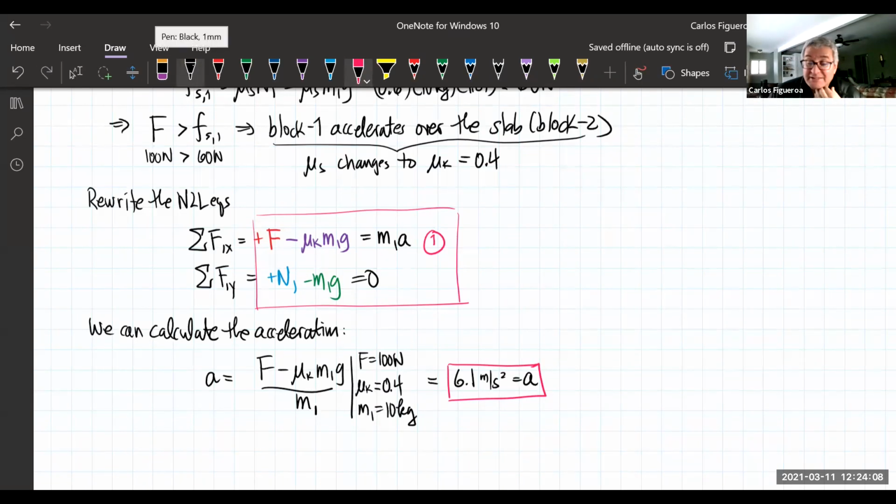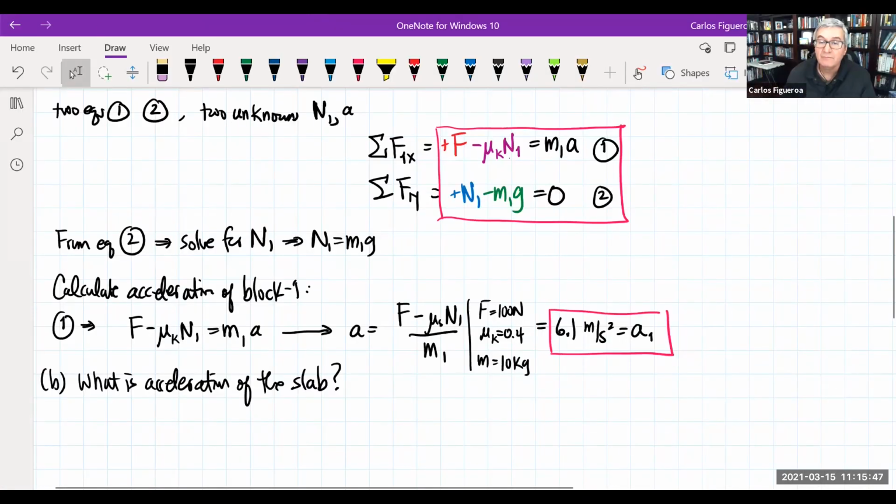So now that I know the acceleration of this block, the bottom line here is that I need the acceleration of the slab. So that's what we're getting. Now the next thing that we really want to pay attention to here is that we then want to ask, what is the slab's acceleration? So let's go look at that.